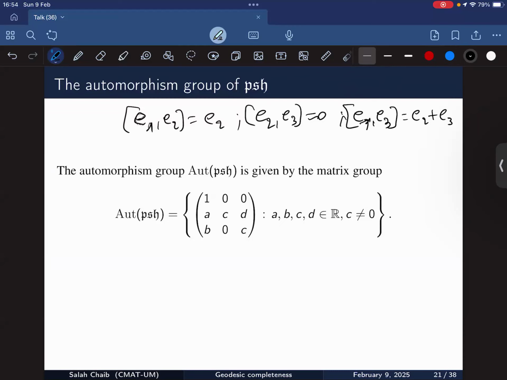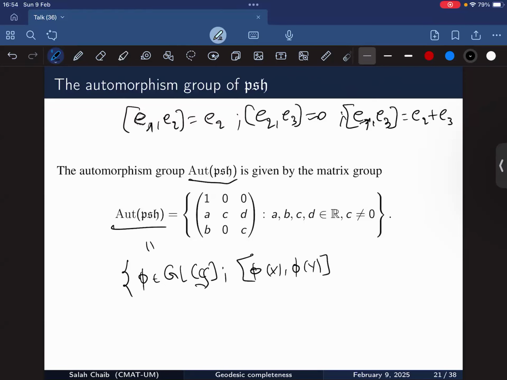On this preferred basis, the automorphism group of the pseudo-homothetic Lie algebra is given this way. For those who don't know, the automorphism group is the maps phi in GL of G that preserve the bracket. So we want the bracket of phi x, phi y to be phi of the bracket. These maps consist of these matrices written in this basis, where a, b, c, d are in R and c is not 0.